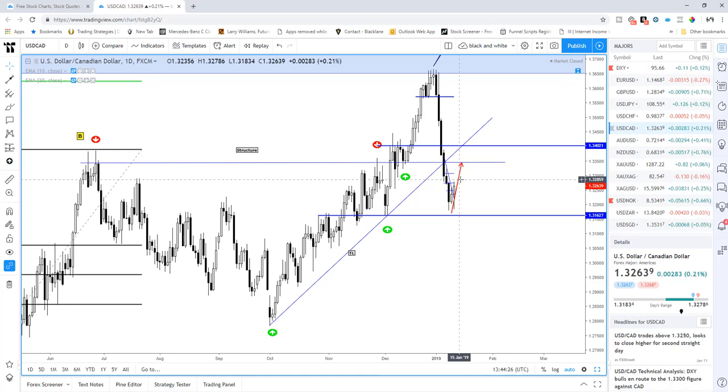So if you're seeing euro dollar strength and dollar CAD strength, then you know the better market to trade would be euro CAD.